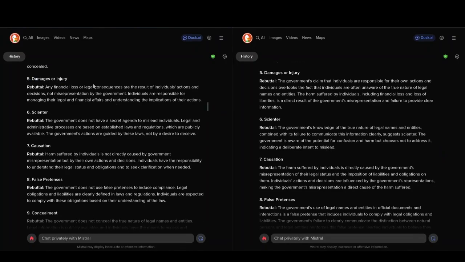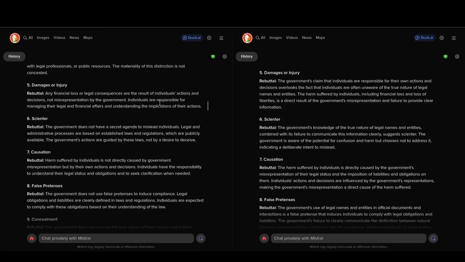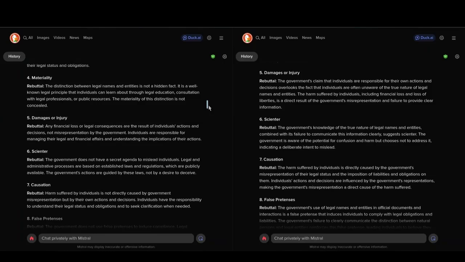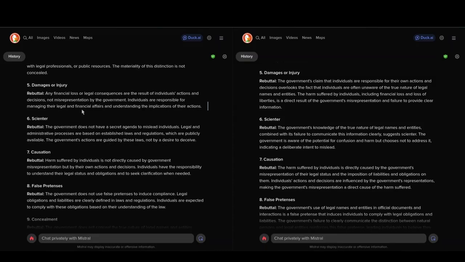Okay, damages or injury. Government: any financial loss or legal consequences are the result of individuals' actions and decisions. So when you pay fines and tax, well, you chose to do that. You chose to identify as a taxpayer and as a person, and you decided to open one of our companies and be obligated and to change your status to some kind of status which has particular liabilities and obligations to other corporations. You decided to act as a corporation working for other corporations. So that's your fault, isn't it? Individuals are responsible for managing their legal and financial affairs and understanding the implications of their actions.